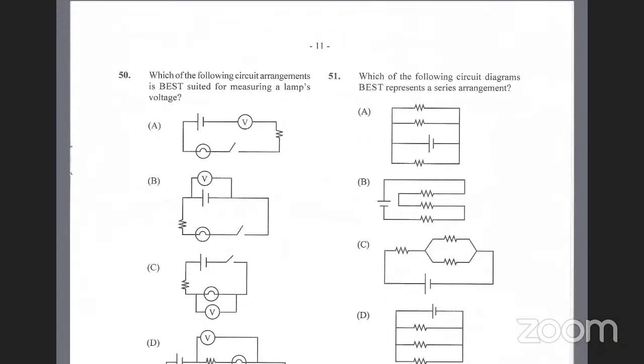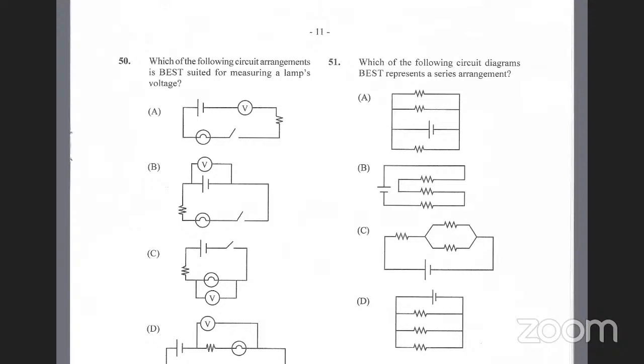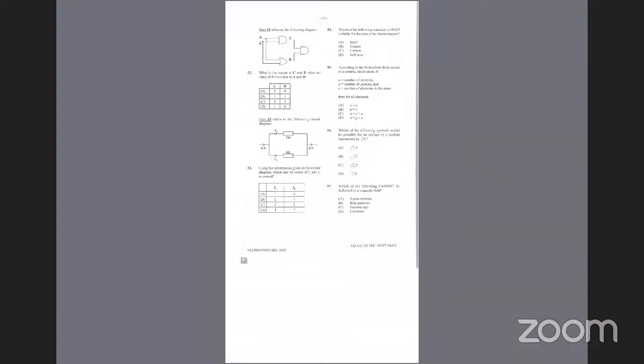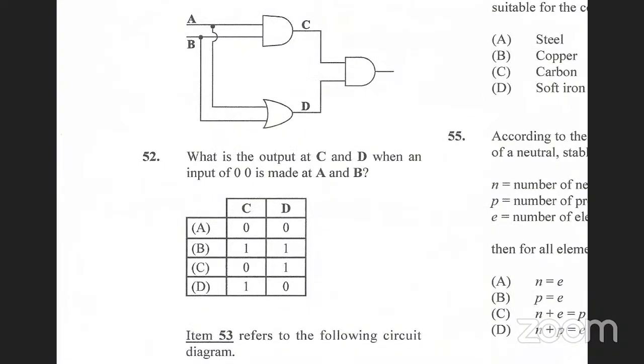Which of the following represents series? When you're looking, B looks like series. B looking like series.